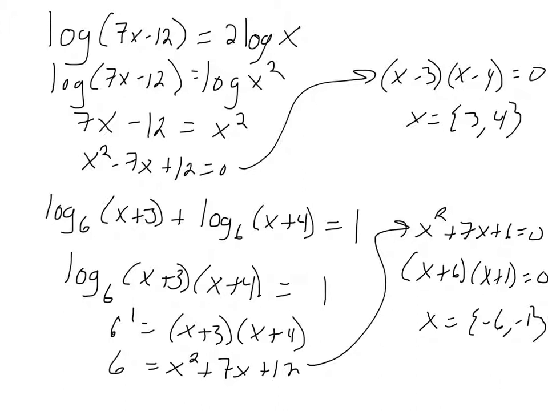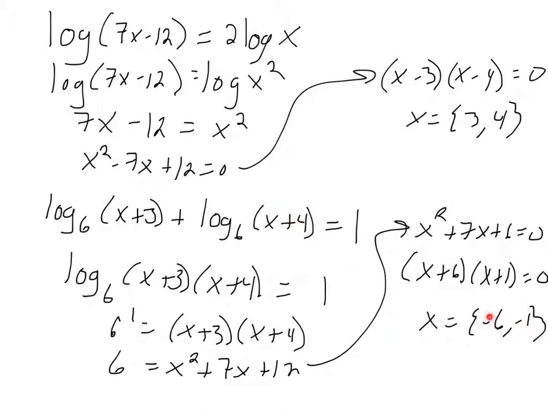Now in this case, we got to be careful. If we look at the original equation here, if I plug negative 1 in, negative 1 and 3 is positive 2. That's okay. Log base 6 is positive 2, and there's no problem there. If I plug negative 1 in for this one, I get positive 3. That works. So negative 1 seems to work.